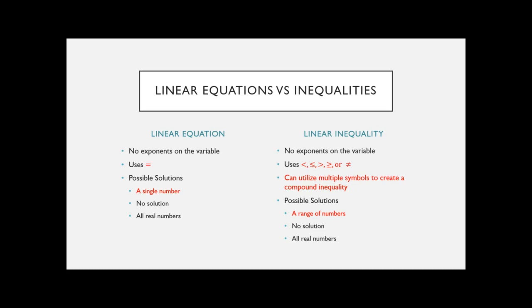When you have inequalities, instead of a single number, you now have a range of numbers as your solution. So your answer is more than one number. It's a set of numbers. You can also have no solution and all real numbers. So the differences between the two are basically in red here, but there are similarities.